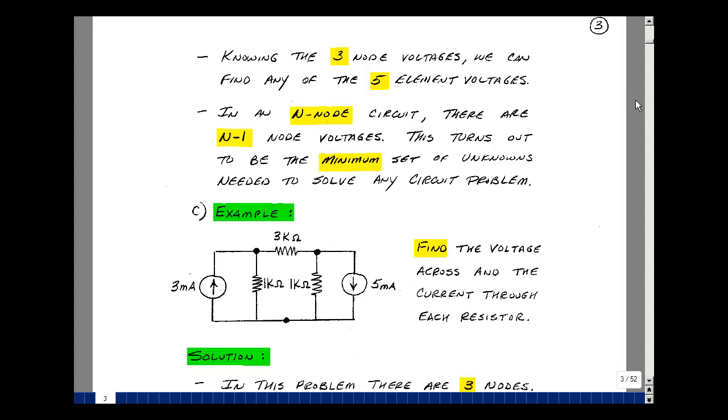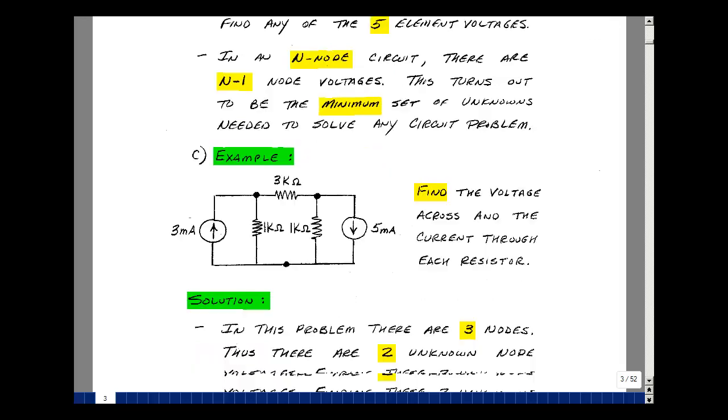This lesson deals with a node voltage example with current sources. You can find these notes in the course ebook in Chapter 3 starting on page 3. In this example, I have 2 current sources and 3 resistances. Could you find the voltage across and the current through every element in this circuit?